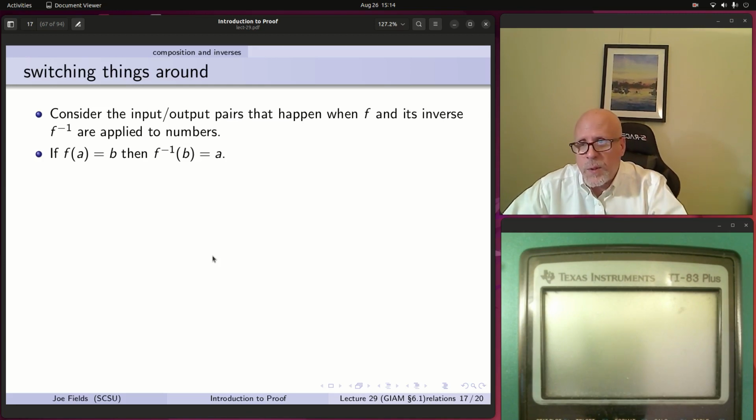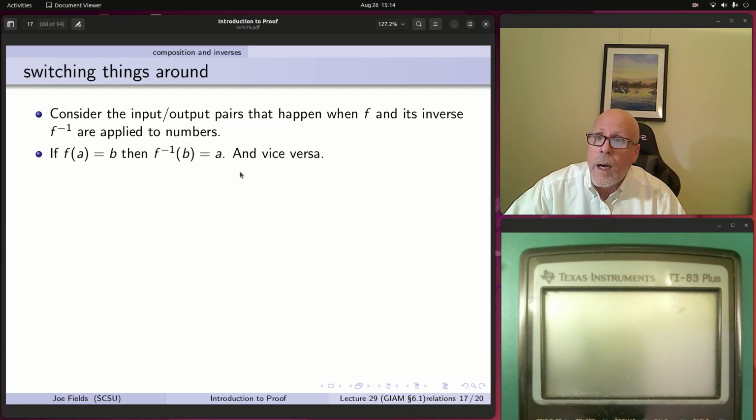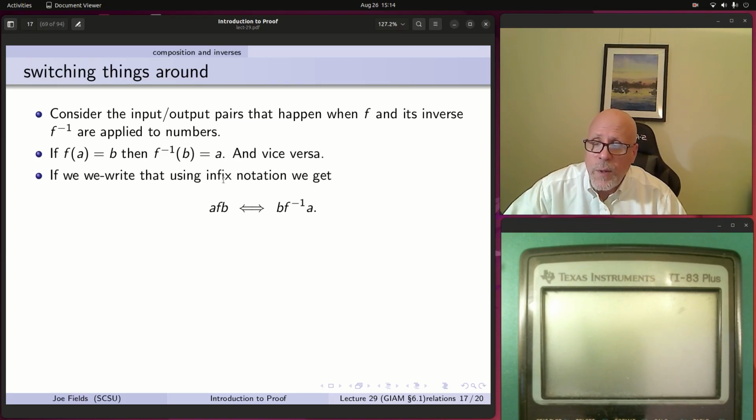The inverse is supposed to do that. So that means the pair in f is a comma b, and the pair in f inverse is b comma a, and vice versa. Well, yeah, that's because the inverse of the inverse is the original guy. Okay, so if we write this with infix notation, it would look like that.